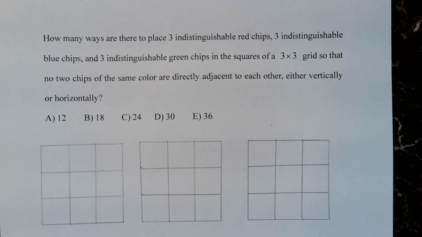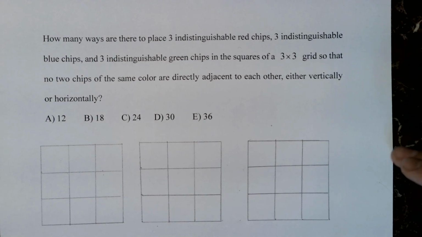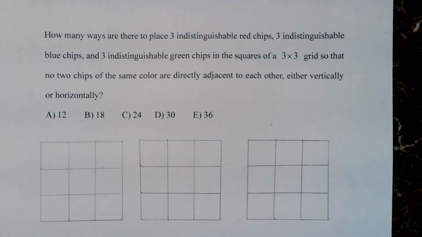Today I have yet another question, and this is from the 2021 part A, the 25th question. So first, let's start off by reading the question as always. How many ways are there to place 3 indistinguishable red chips, 3 indistinguishable blue chips, and 3 indistinguishable green chips in the squares of a 3x3 grid so that no 2 chips of the same color are directly adjacent to each other, either vertically or horizontally?